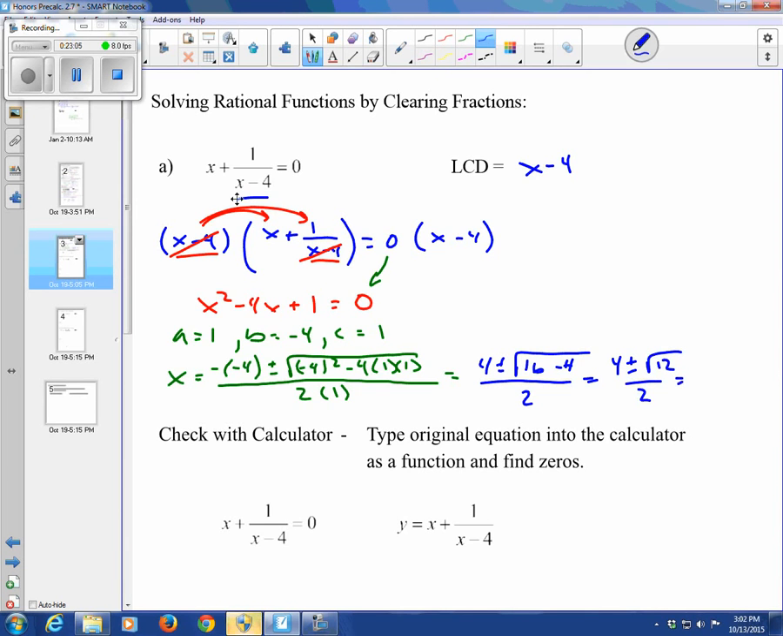We can simplify this a little bit. We can say it's 4 plus or minus the square root of 4 times the square root of 3, which would give us 2 times the square root of 3. And then right here we can say that our two solutions are going to be x equals 2 plus the square root of 3, and x equals 2 minus the square root of 3.